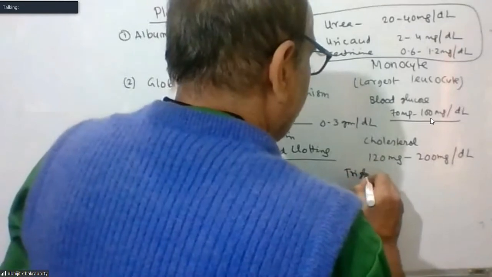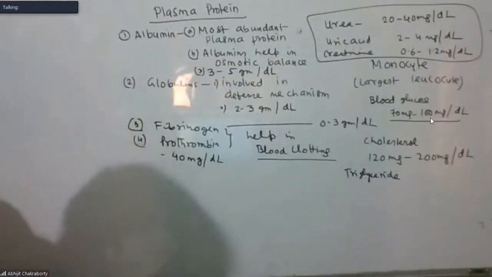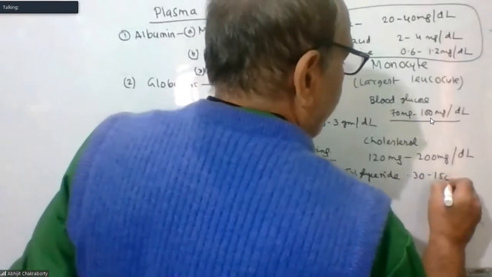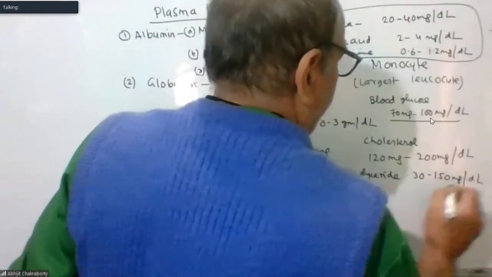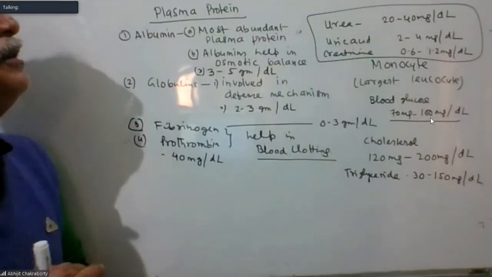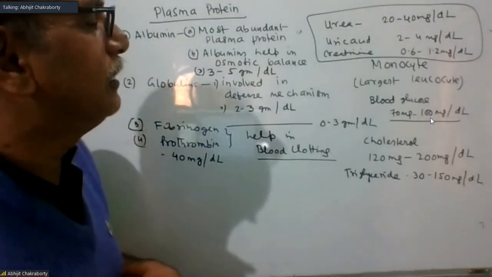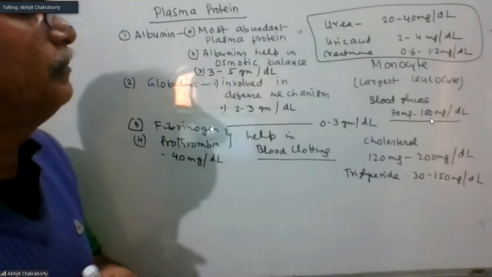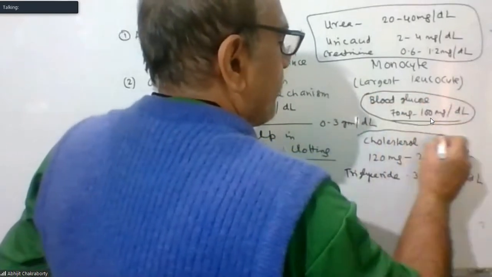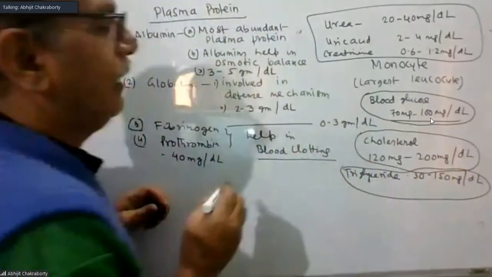Triglyceride, almost 150 milligram. So this is the value you need to remember basically for entrance also. Amount of urea, uric acid, creatinine. Then you will see the blood cholesterol, the triglyceride, and blood glucose.